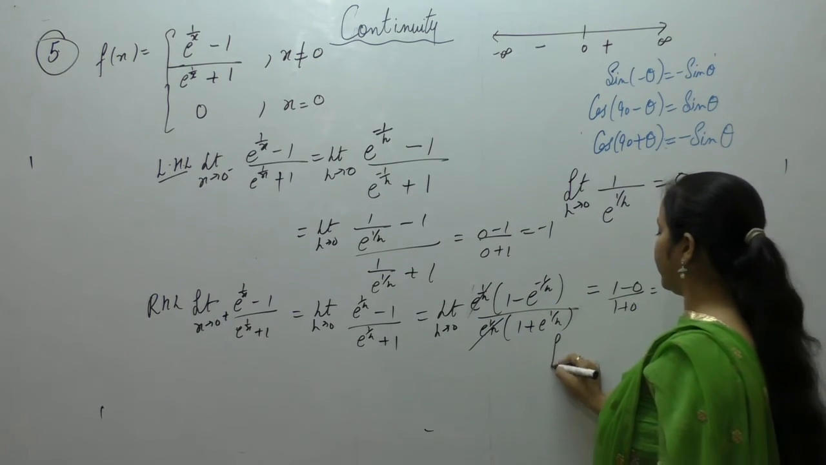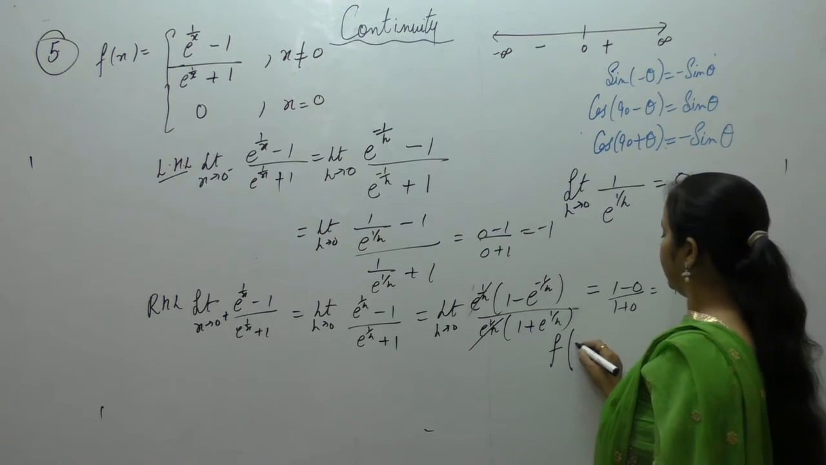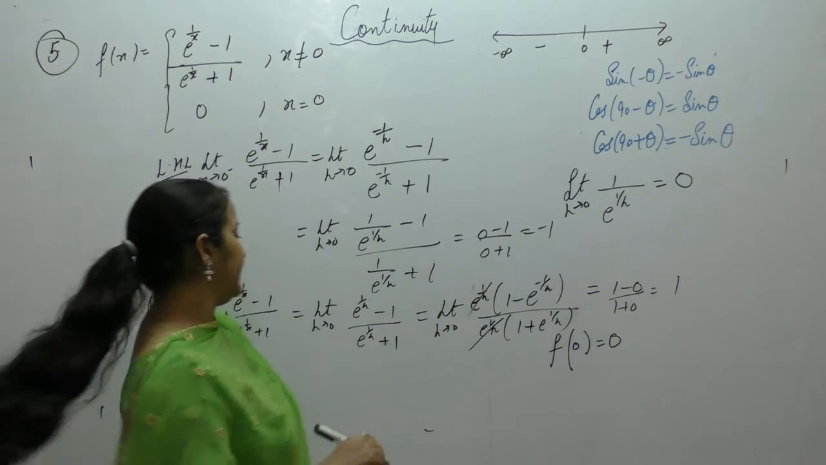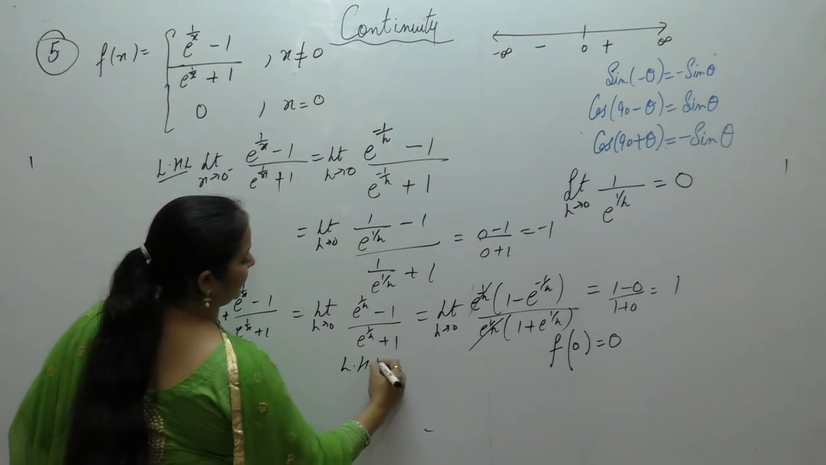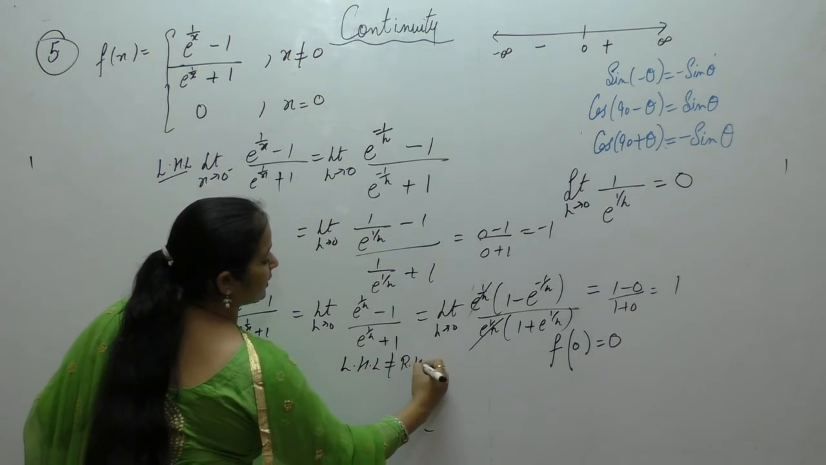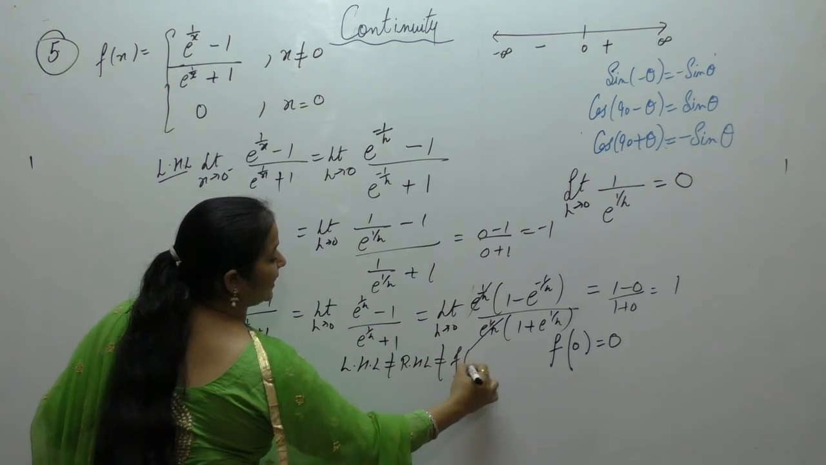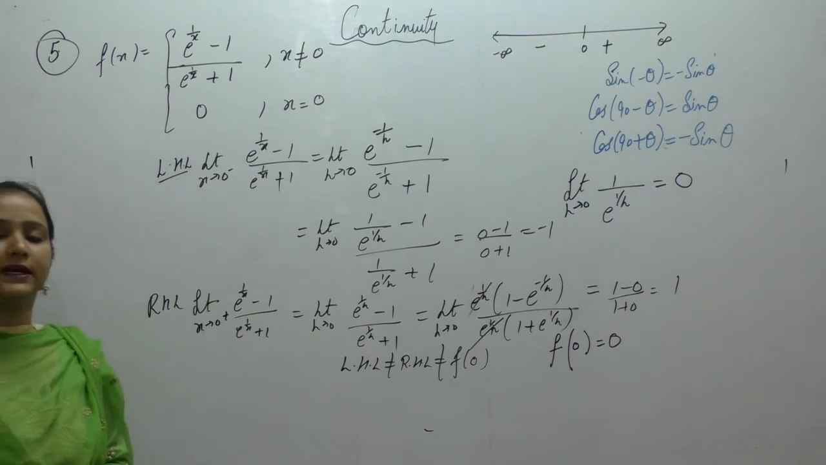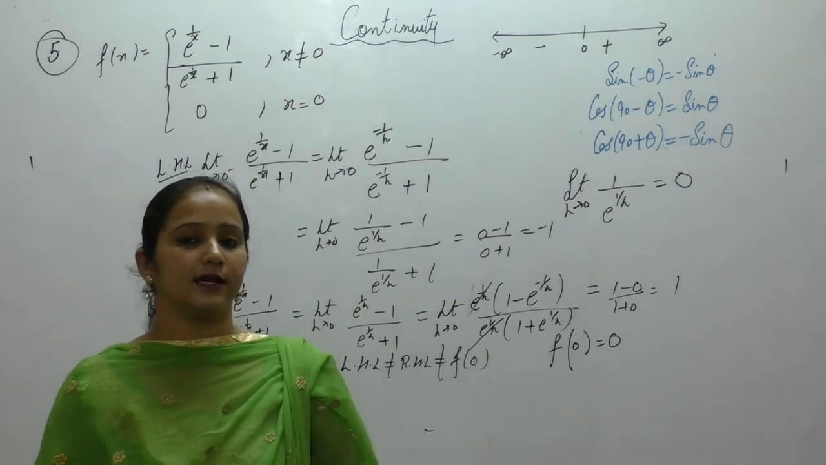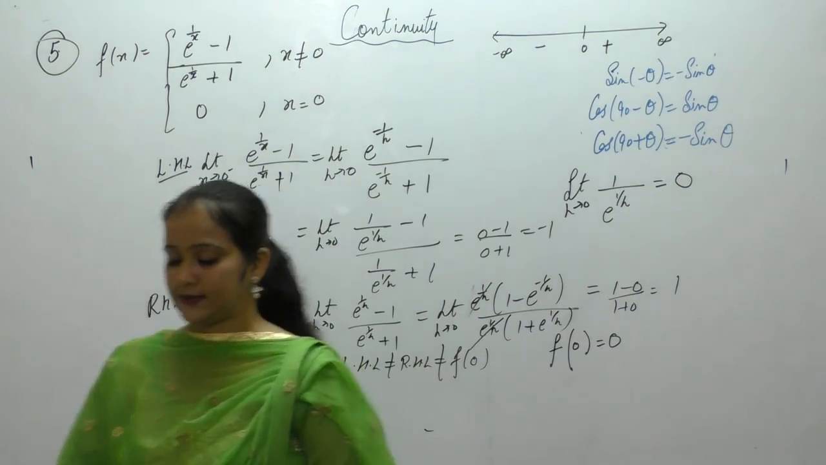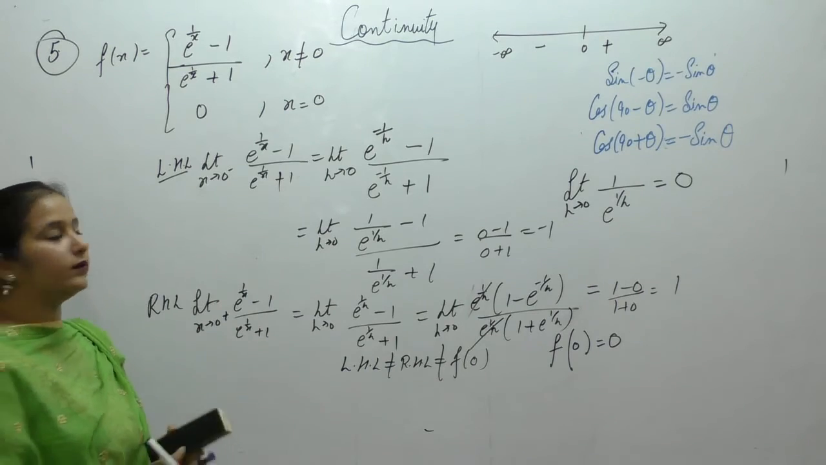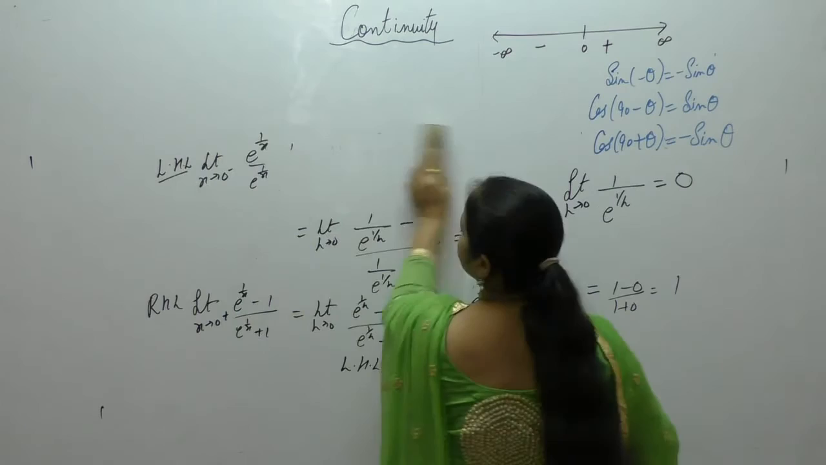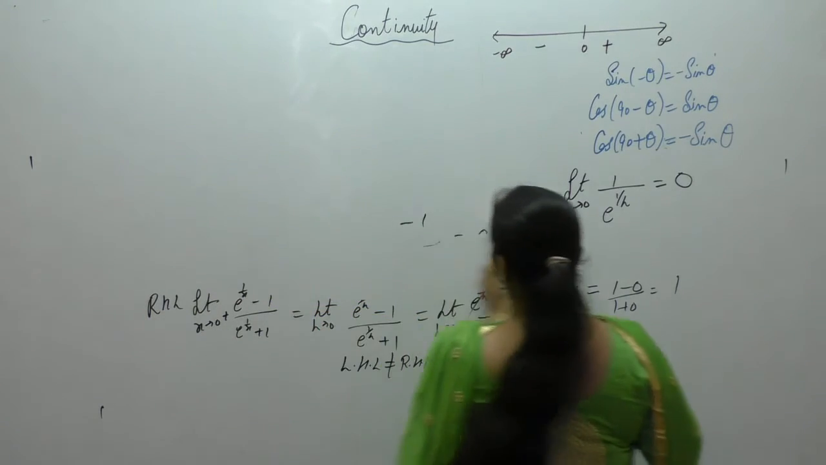And value of function at that point is 0. So left hand limit is not equal to right hand limit, not equal to value of function at that point. Therefore, the given function is discontinuous at x equals 0.